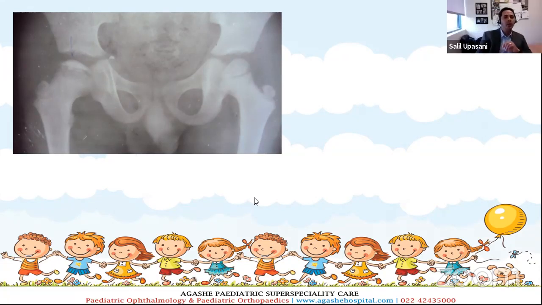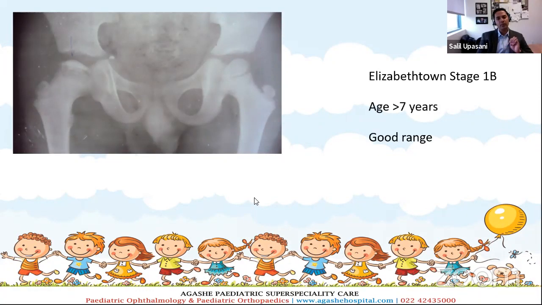A 10-year-old boy, pretty far. So still in 1B, still early, hasn't started to fragment yet. But it's already starting to get larger. So I think either an arthrogram, either a VDRO or an acetabular procedure, like a Salter maybe.